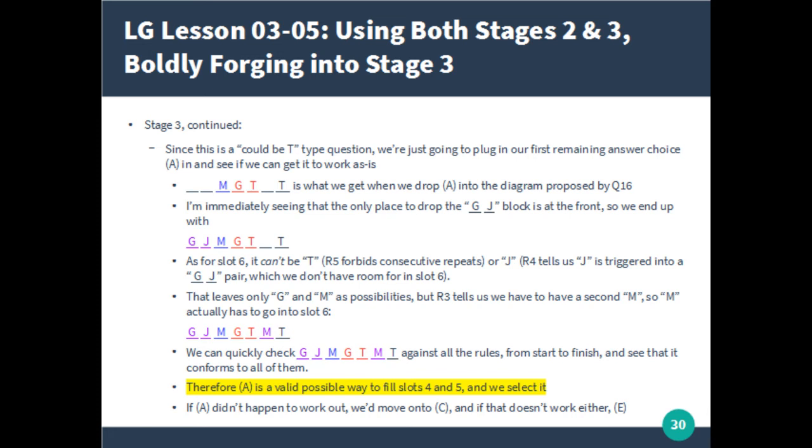So that leaves really only G and M as possibilities, but Rule 3 tells us that we have to have a second M, so we may as well throw M in there because that's something that we need as well. So taking Rule 3 into account, this is what we get: G, J, M, G, T, M, T.